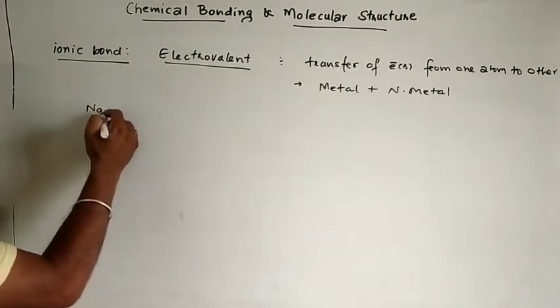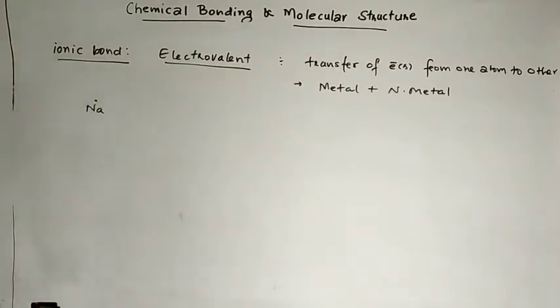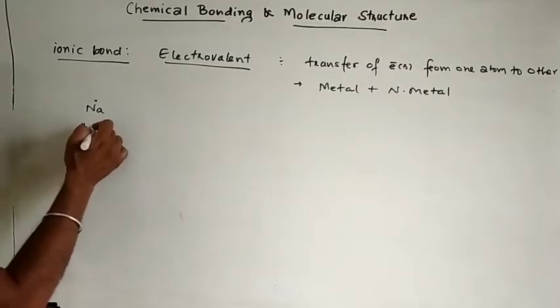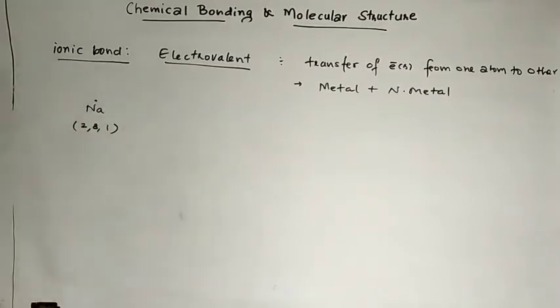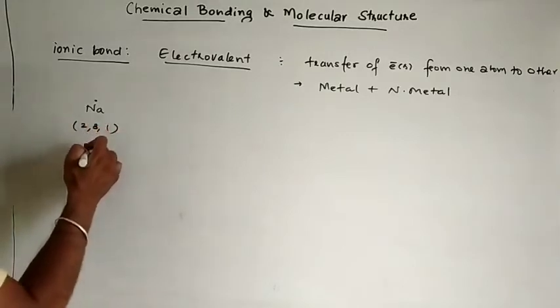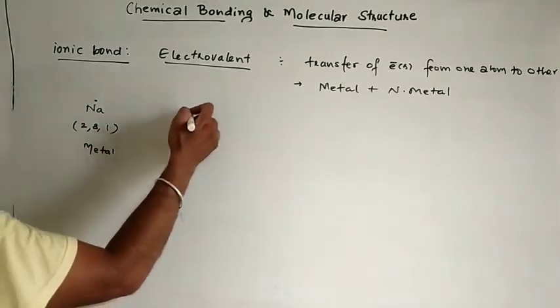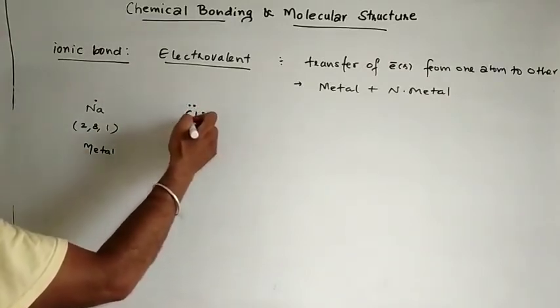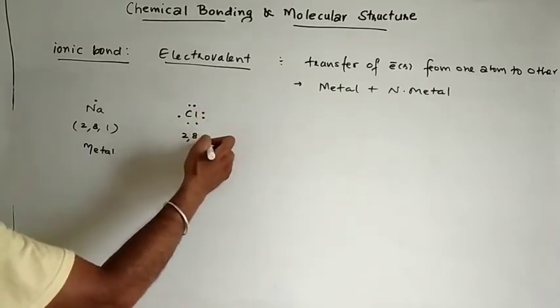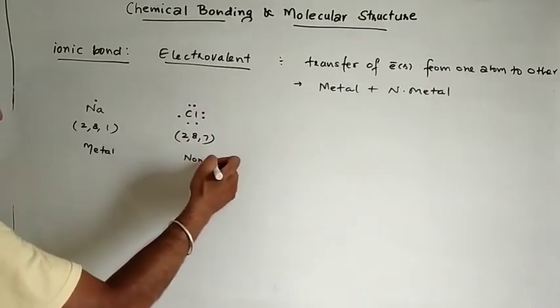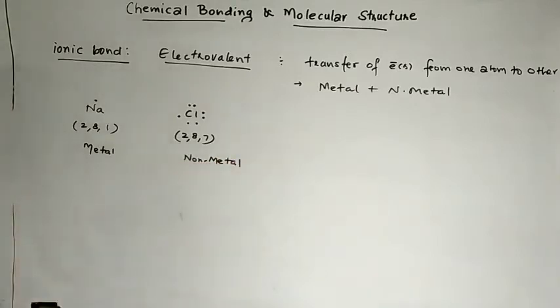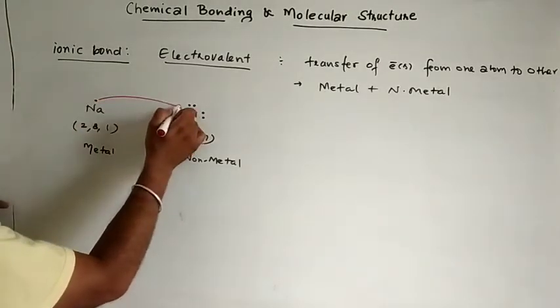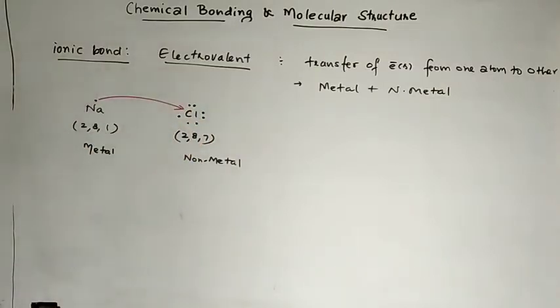Like we have sodium. Its Lewis dot symbol is 1 dot. You can put it anywhere to get one configuration. This is metal. Take chlorine. Chlorine has 7 electrons, 1 unpaired. It is non-metal. So sodium has 1 extra electron, chlorine requires 1 electron, so sodium gives its electron to chlorine. This is a transfer of electron.